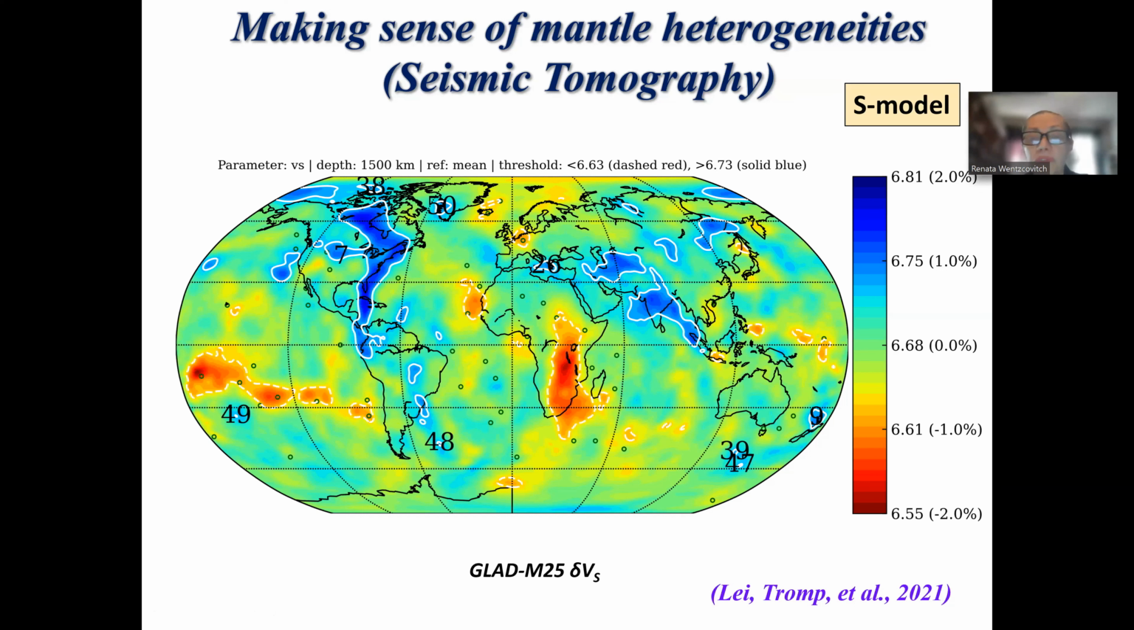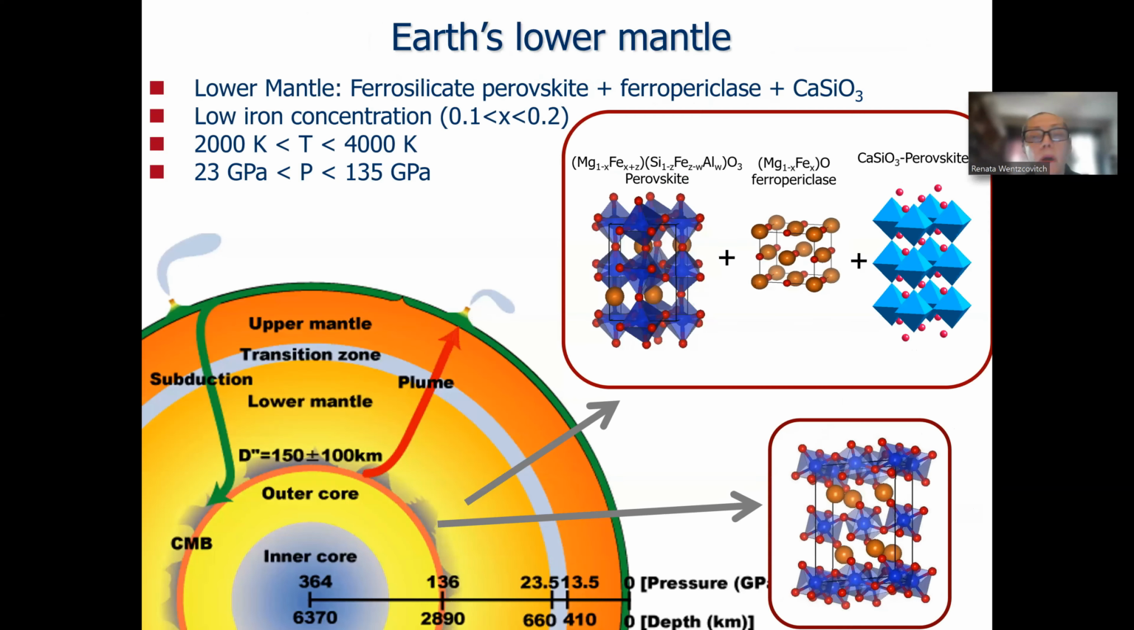And as you will see, there is a great deal of success in understanding these velocity maps, despite all the uncertainty in chemical composition, temperatures, and so on. Okay, so this is the region that I'm trying to analyze. It's the lower mantle from 23 GPa to 136 GPa, and 2 to 4,000 Kelvin in temperature.